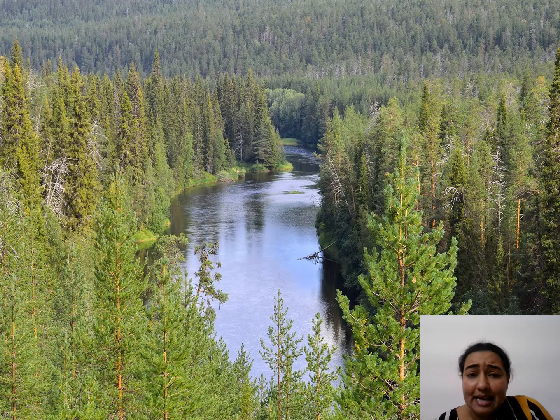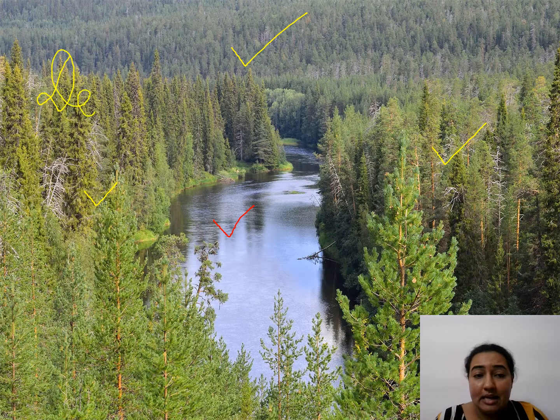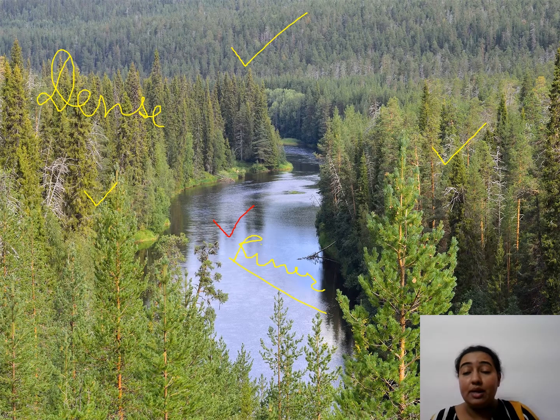I can see there's a river flowing in between. Then I can also see that there are thick dense forests, long trees. They are very dense in nature. Yes? Can we say that these are dense in nature? And then we also have a river. So altogether we can see that this is natural vegetation. Why natural? Because no one is coming and planting these trees. It's growing on its own.